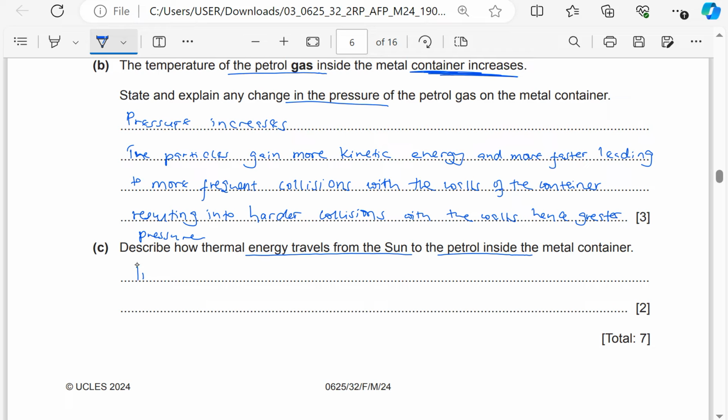So I will say infrared radiation, that is from the sun. Infrared radiation through space, and maybe atmosphere. Then now conduction through the metal.